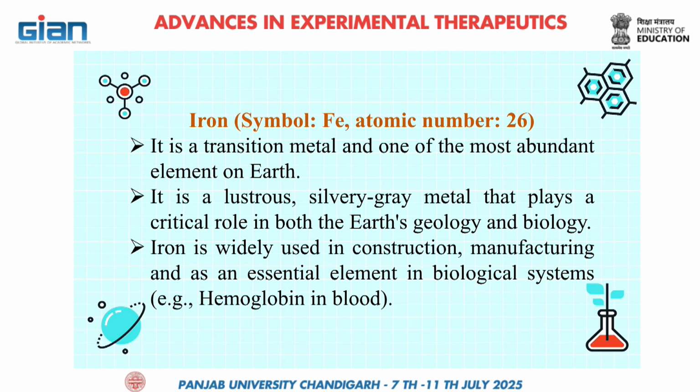What is iron? Iron resembles the symbol Fe. So with atomic number, it's a transition metal, or we can say that it belongs to a group of elements which can show various oxidation states and can form coordination complexes. It is a lustrous silvery grey metal and plays a critical role in both Earth's geology and biology.